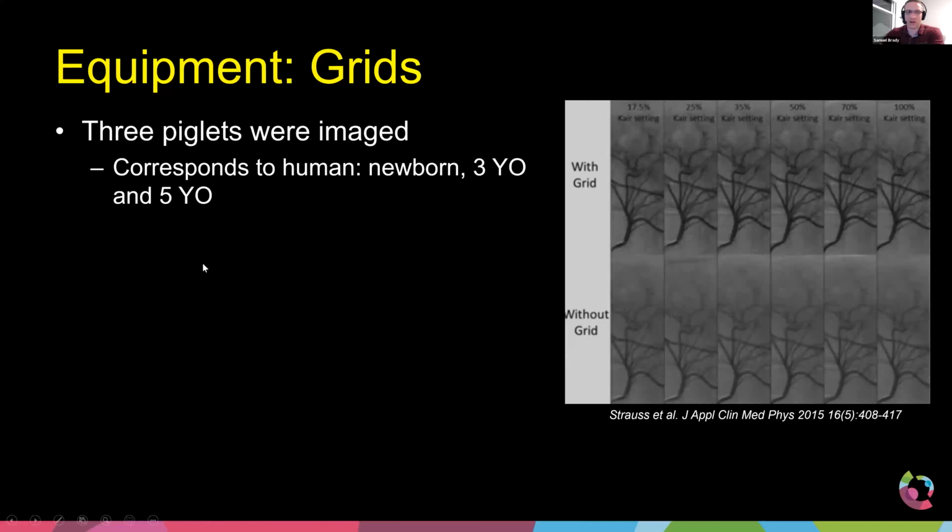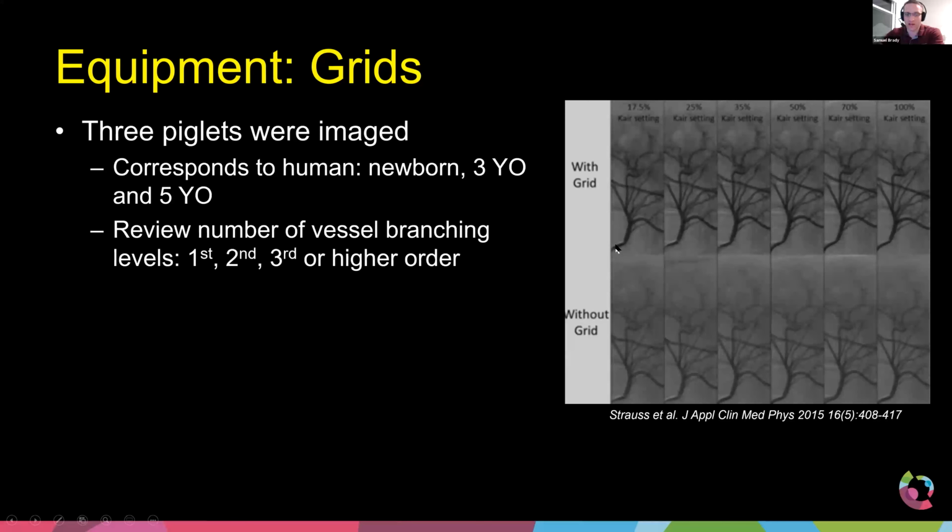And what they're doing here is they're going to go in, catheterize them, and inject iodine. And the task for the interventional radiologist was to count the level of branching: first level branching, off the main artery, and once it branches again, the second level, and if it branches again, third level or higher. And so the question was, how many branching orders can you count with a grid and without a grid? And then, of course, they played with the amount of dose and whatnot.